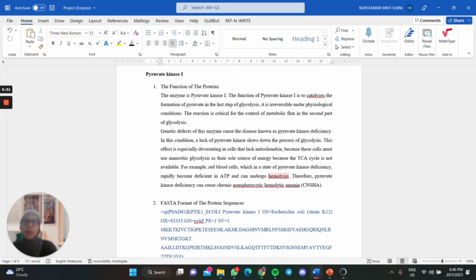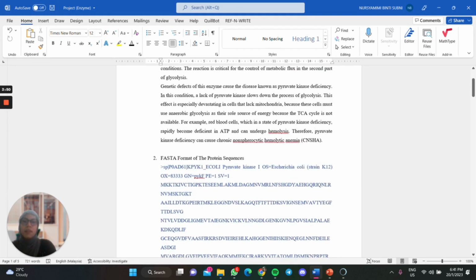In this condition, a lack of pyruvate kinase slows down the process of glycolysis, which will affect cells that lack mitochondria, because the cell must use anaerobic glycolysis as its sole source of energy since the TCA cycle is not available. For example, a red blood cell in a state of pyruvate kinase deficiency rapidly becomes deficient in ATP and can undergo hemolysis. Therefore, pyruvate kinase deficiency can cause chronic non-spherocytic hemolytic anemia, or the short form, CNSHA.